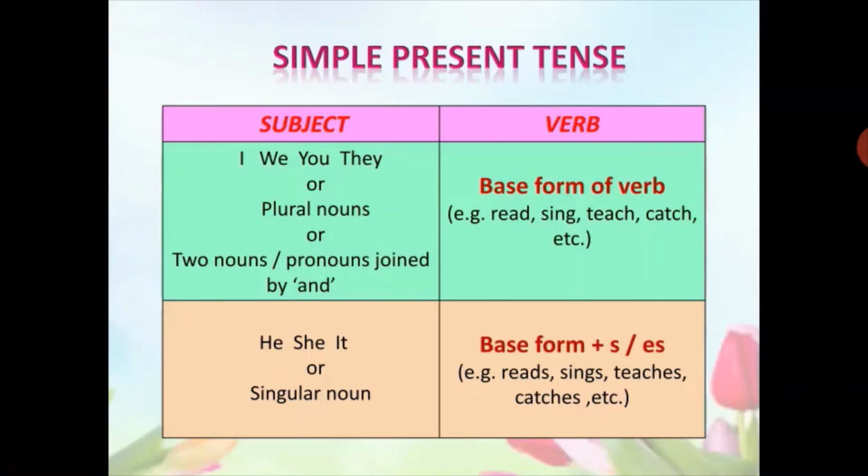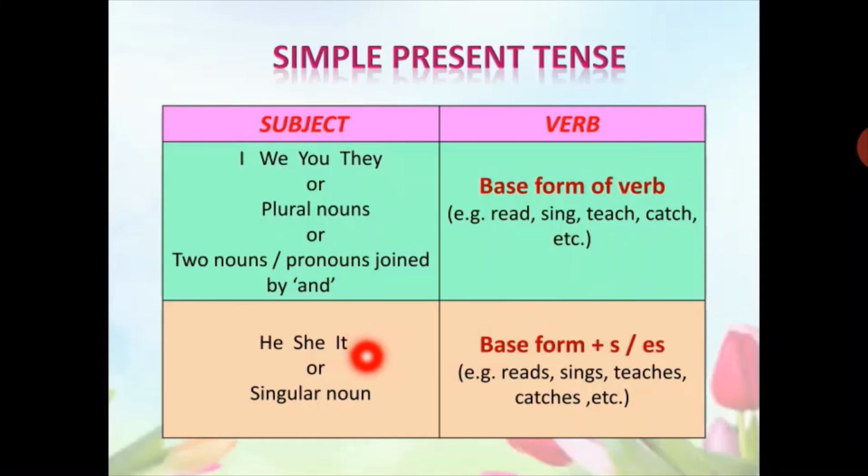Simple present tense. In simple present tense, the base form of verb is used when the subjects are I, we, you, they, or plural nouns like boys, girls, etc. Or when the nouns or pronouns are joined by and. In these subjects, we use the base form of verb. Examples of base form of verb are read, sing, teach, catch, etc.